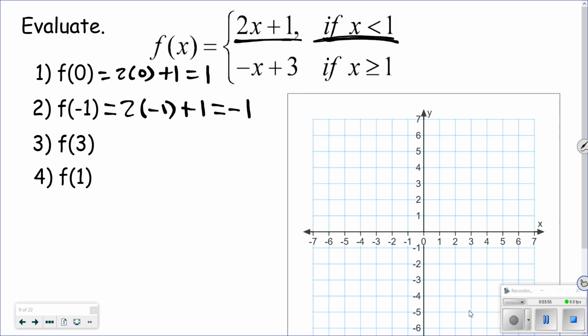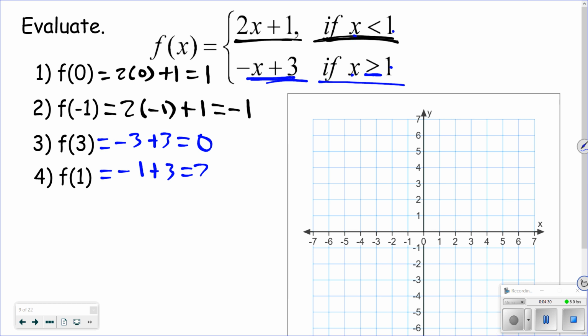F of 3. On this one, 3 is greater than or equal to 1, so we're going to use this equation over here. Plug the 3 in: negative 3 plus 3. That comes out to be 0. Okay, this is a tricky one. It says f of 1. So you have to decide which one this fits. 1 is not less than 1. 1 is not greater than 1, but this one has the equal sign, so that one can equal 1. So this is the equation I'm using down here. So it's going to be negative 1 plus 3, which comes out to be 2.